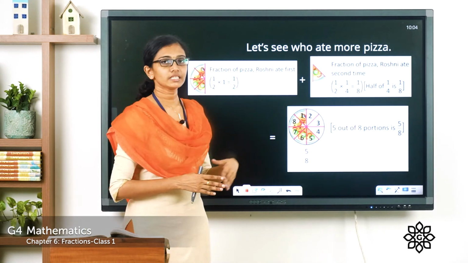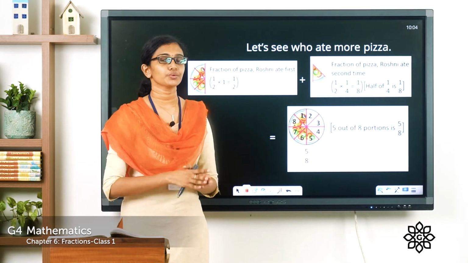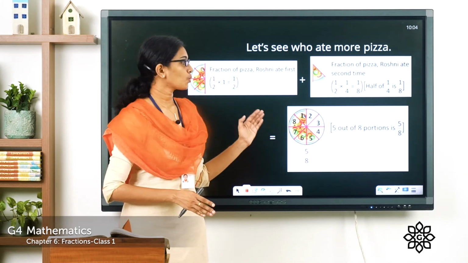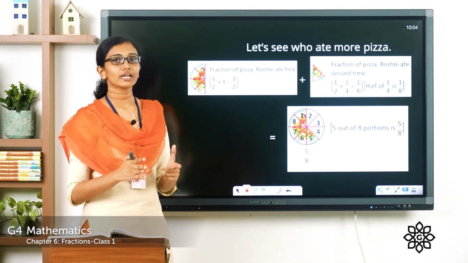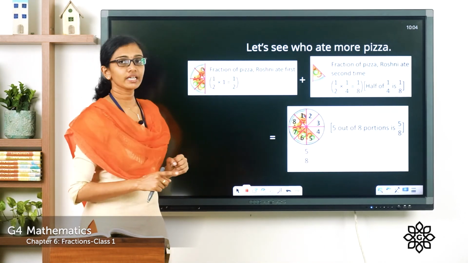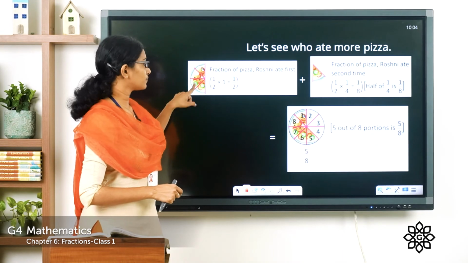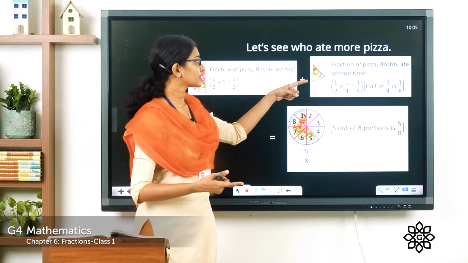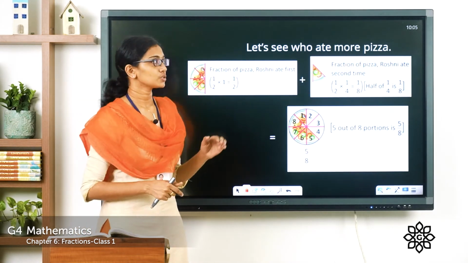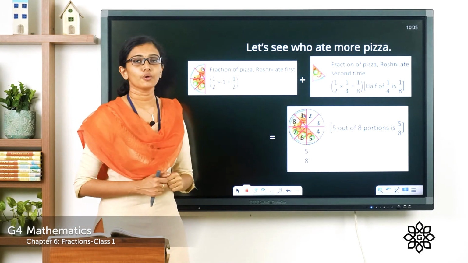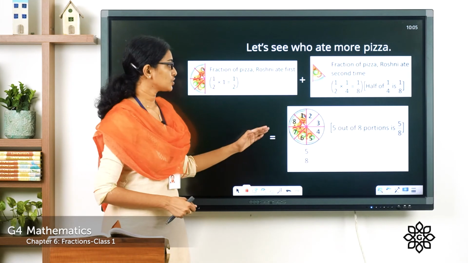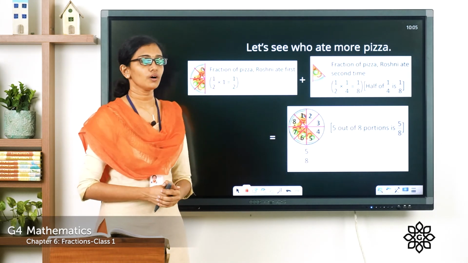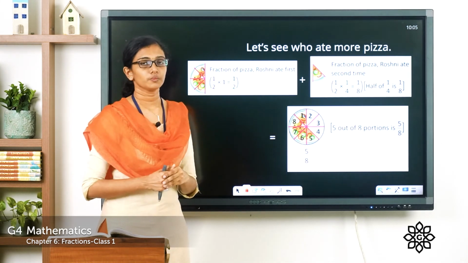So if you consider the whole pizza was divided into a total of 8 equal parts, what is the total fraction of pizza that she ate? Out of the total 8 equal parts, in the beginning she ate 1, 2, 3, 4 parts of it, and later she ate one more part. So it is 5 parts out of the total 8 parts. So here you can see the fraction. She ate 5 by 8 of the whole pizza.